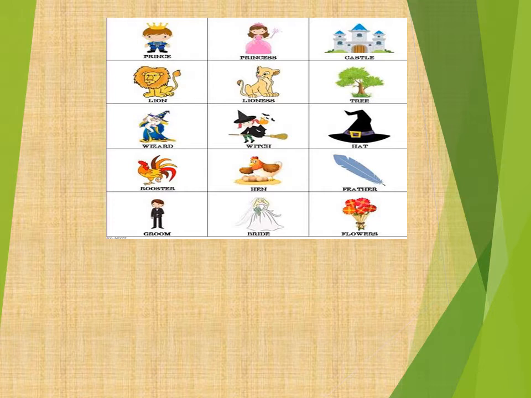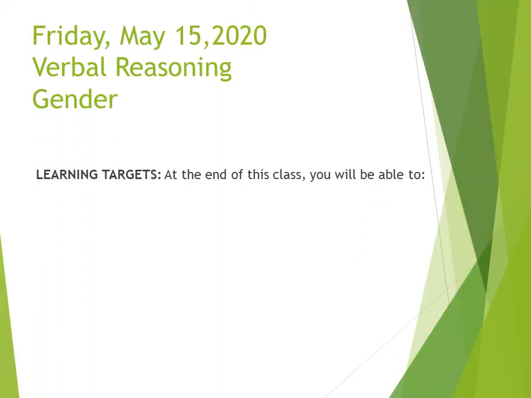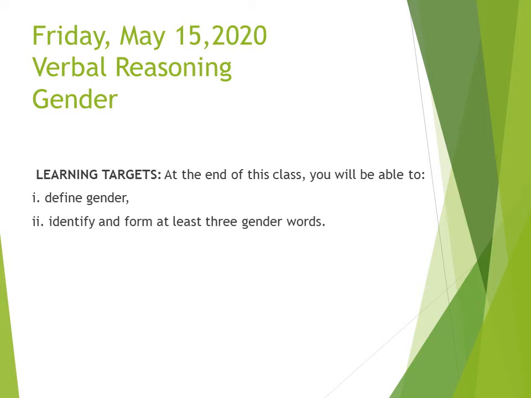Now, that thing that is common about them is what we're going to look at today in our verbal reasoning class. Okay, so today we're going to look at what is called gender. Again, gender. So our topic today is gender. At the end of this class, you will be able to define gender, identify and form at least 3 gender words. Very important again: the gender we're looking at here is the grammatical gender.